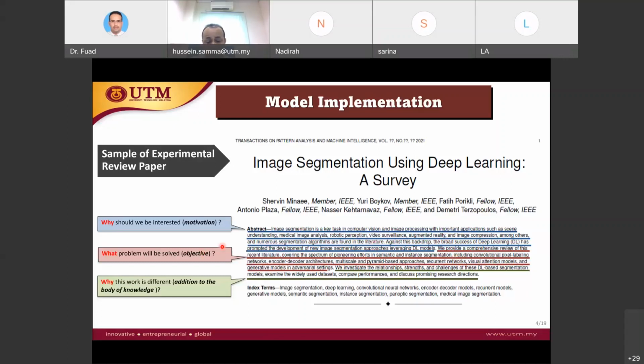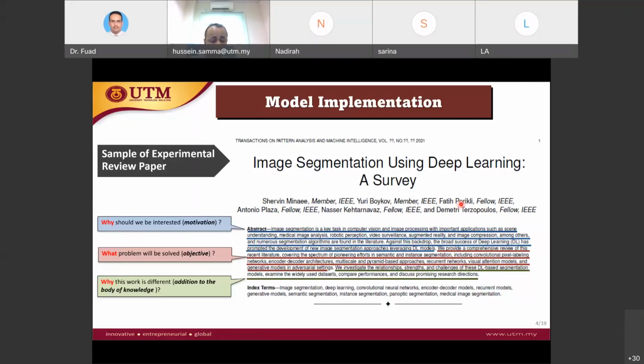So we have augmented reality, we have robotic perception, and so on. Secondly, the second part of the abstract of this kind of experimental review paper, the author should precisely highlight his objective, what he is going to do exactly. So you can see here the author trying to say that he will provide a comprehensive review paper. Of course, this kind of study should be unique. It doesn't make sense that you will repeat the same review papers already done by others. It should be unique.